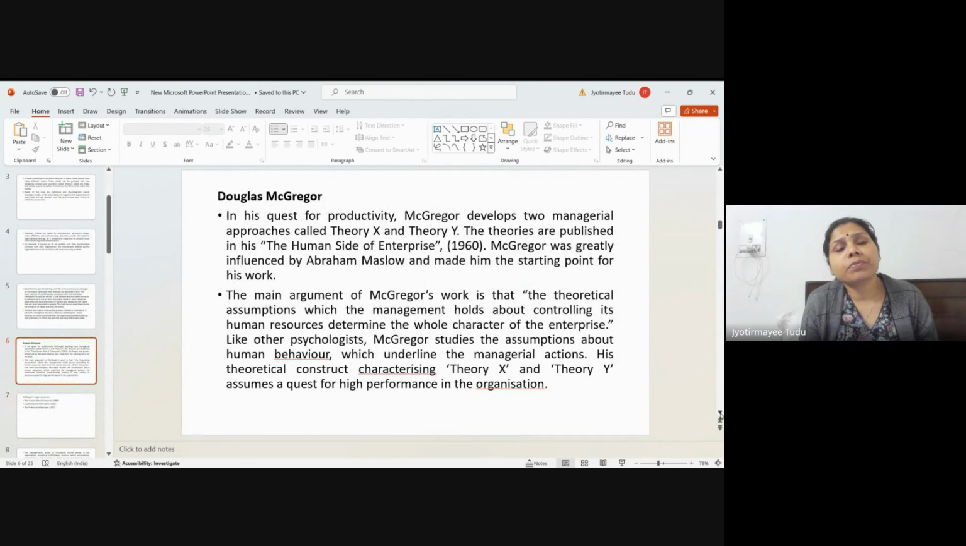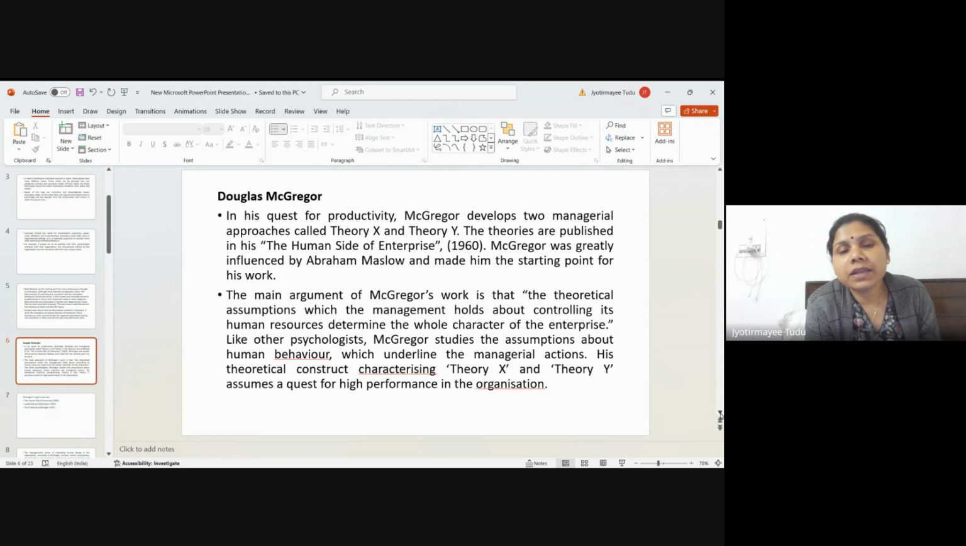Let's have a look at the viewpoints of Douglas McGregor. He was very much interested in learning how productivity needs to be enhanced, similar to the inquiry of Frederick Taylor. He developed two managerial approaches called Theory X and Theory Y. You could take these two theories under a broad categorization: that individuals usually don't love to work, or that individuals are so self-motivated that they work on their own. Such an understanding is found in Theory X and Theory Y.